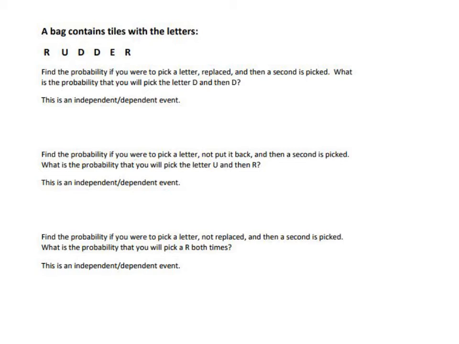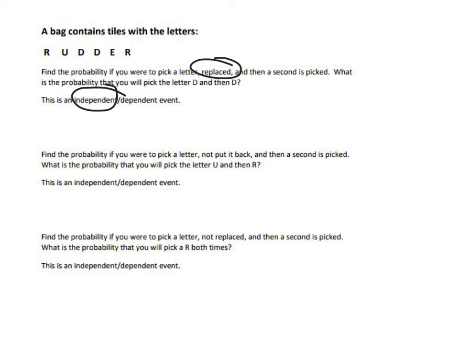Okay, a bag contains tiles with the letters R, U, D, D, E, R. It says find the probability if you were to pick a letter, replace it, and then a second is picked. What is the probability that you will pick the letter D and then the letter D? Is it independent or dependent? That's independent. And what tells you that it's independent? The word replace tells you it's independent.